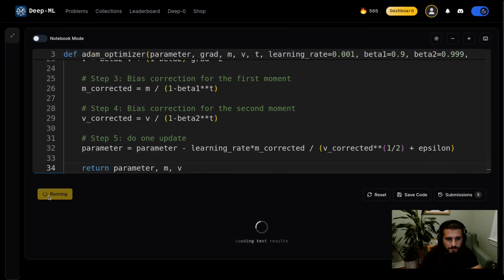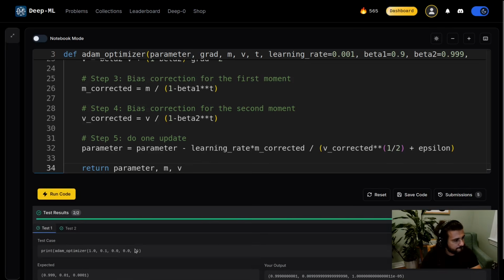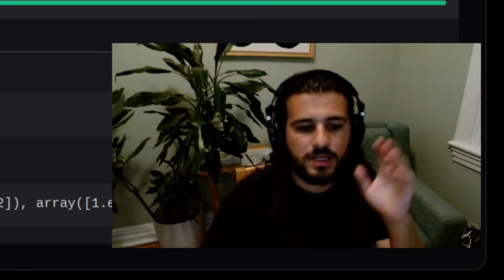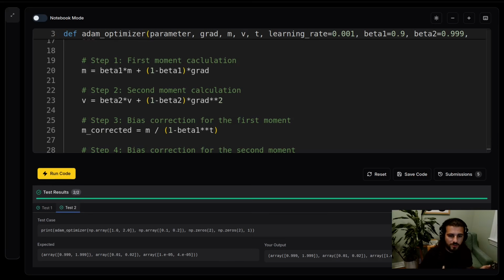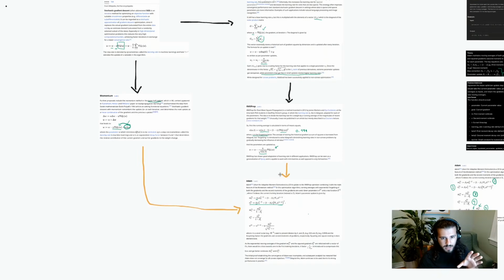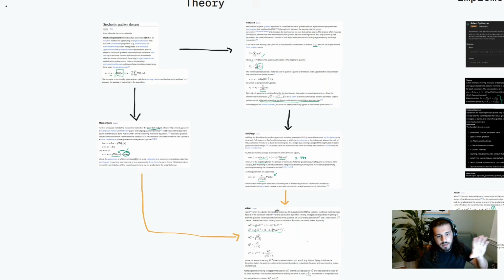Run that code. And we got it right. So here, this is the first test case that we had here. And this is for the second test case with a few more parameters. That's it. Coding-wise, there is not much to it, right? Even in the formula, there is not much to it. To understand it, you have to take a step back and look at the whole thing and where each of the ideas comes from, right?